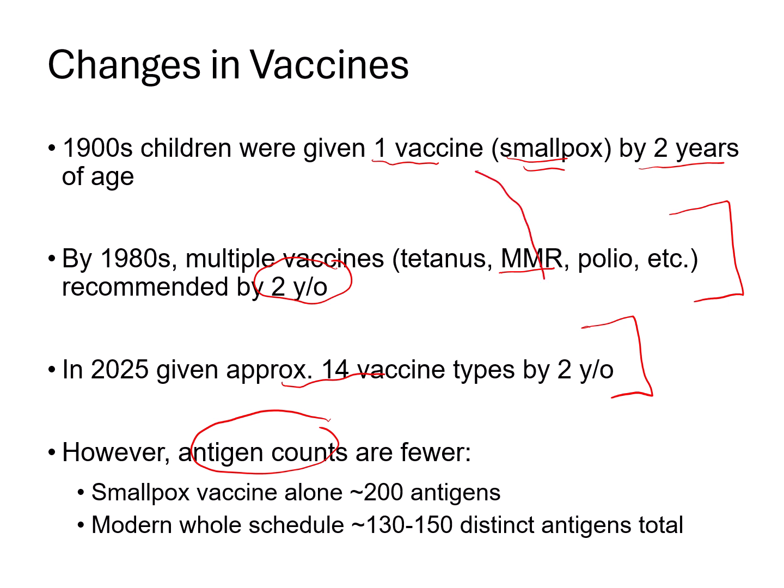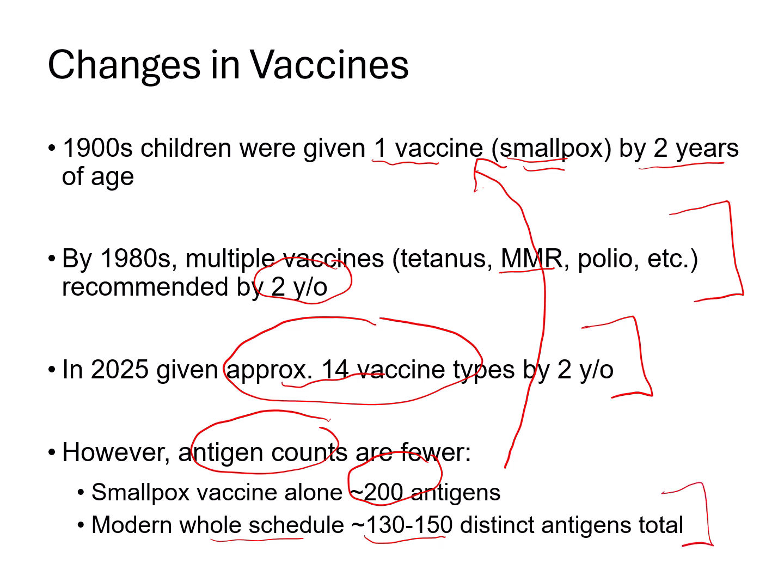So in the 1900s, that single smallpox vaccine had around 200 antigens. But today, our entire vaccine schedule amounts to only around 130 to 150 distinct antigens in total. And today, modern vaccines are much more targeted and safer.